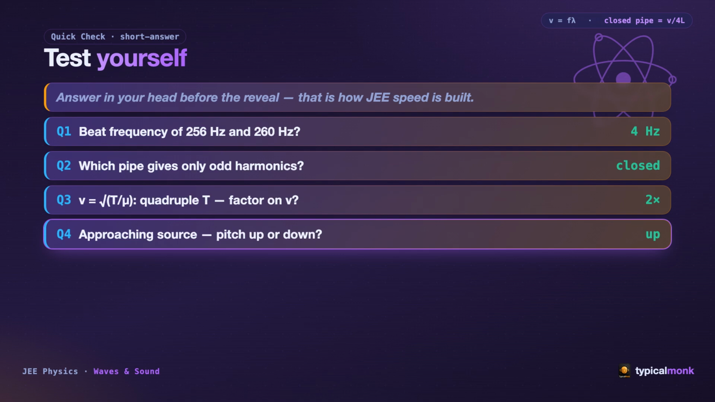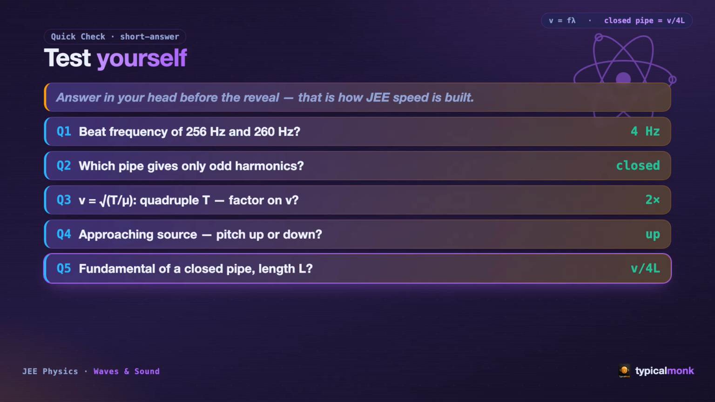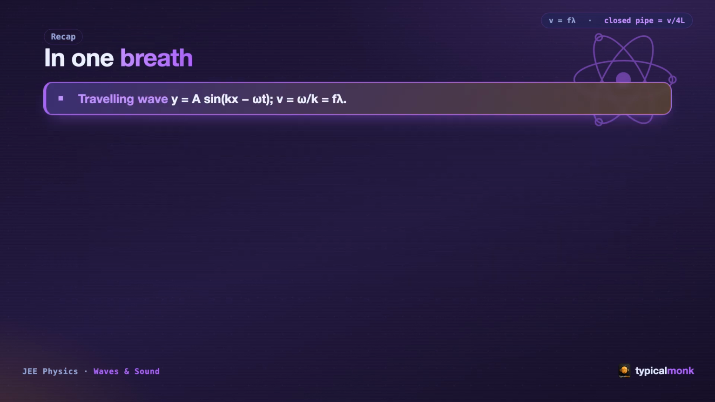Question 4. An approaching source. Does the pitch go up or down? Up. And question 5. The fundamental of a closed pipe of length L? v over 4L. Let us gather it all in one breath.